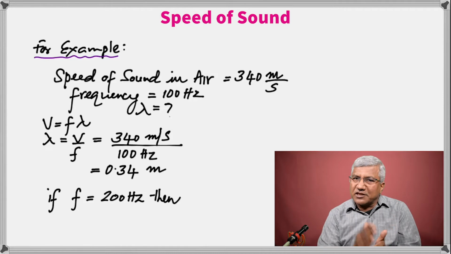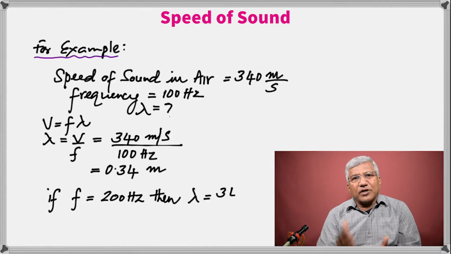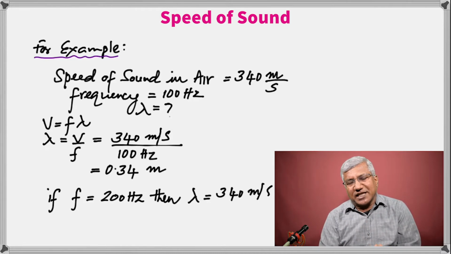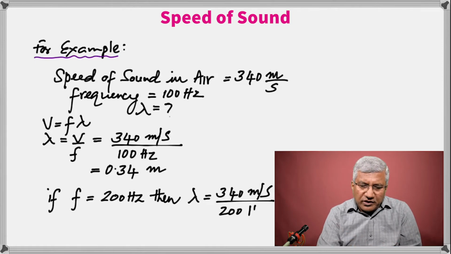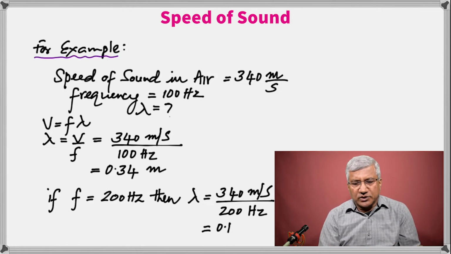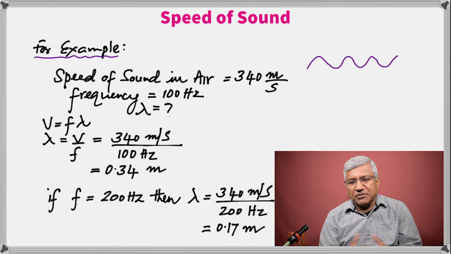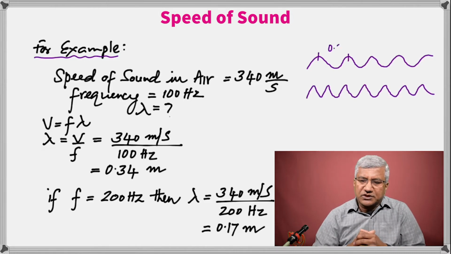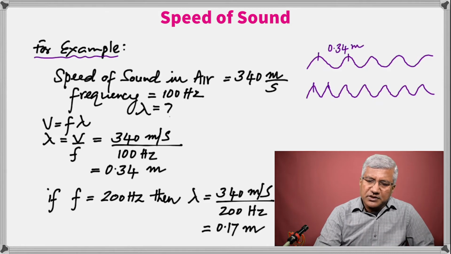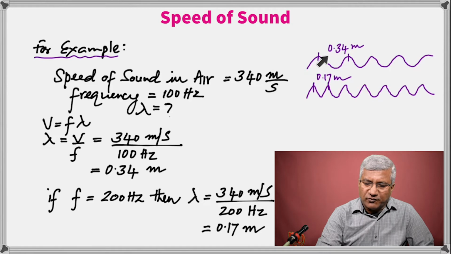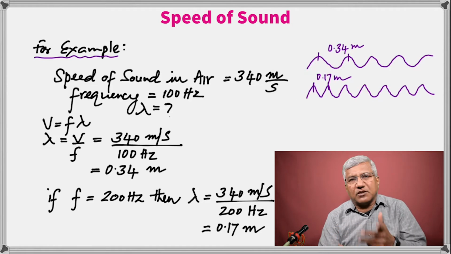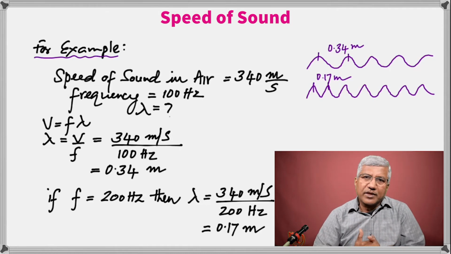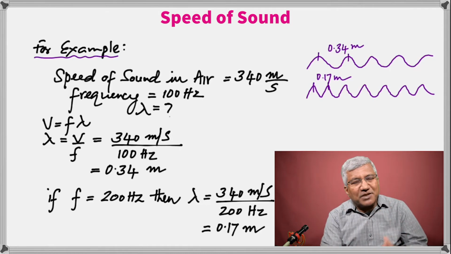Remember that the speed remains constant. So if the frequency is 200 hertz, then the wavelength is going to be 340 by 200, which is 0.17 meter. Now here's a picture illustrating what we've just calculated. You see that in the first case, when the frequency is 100 hertz, the wavelength is 0.34. And in the second case, when the frequency is double, the wavelength became half. All right, so now it's getting better.